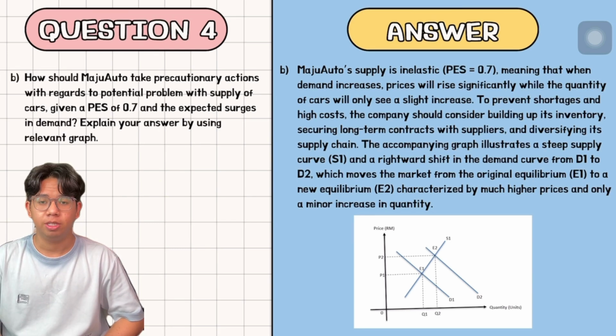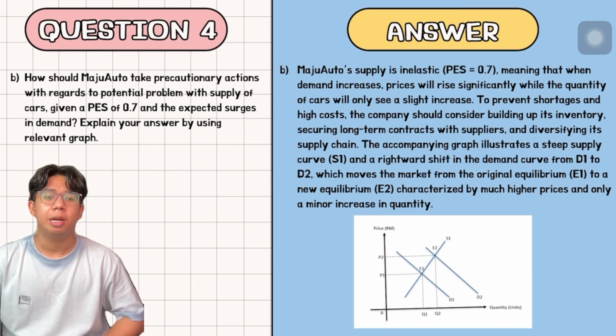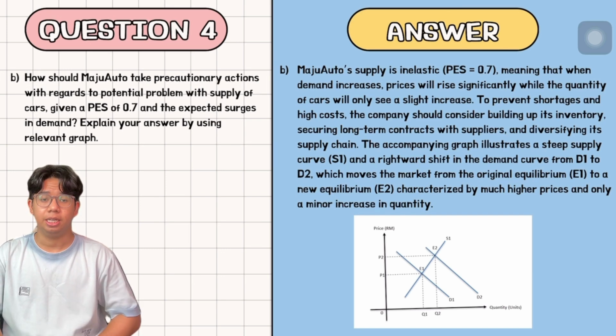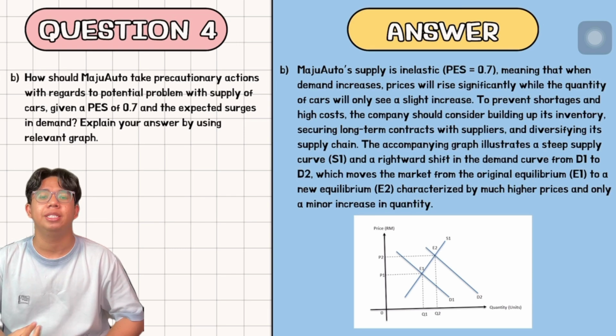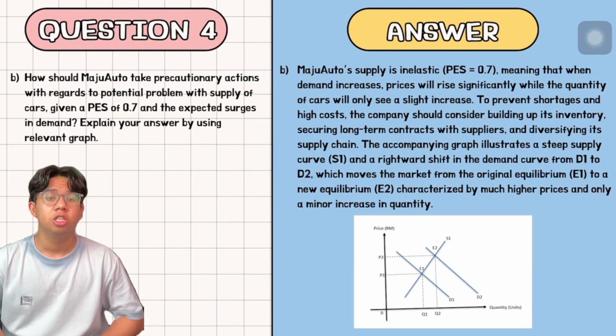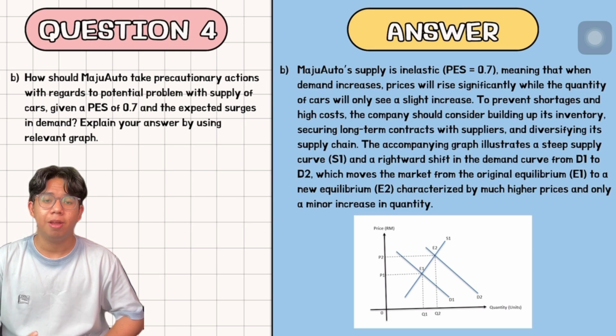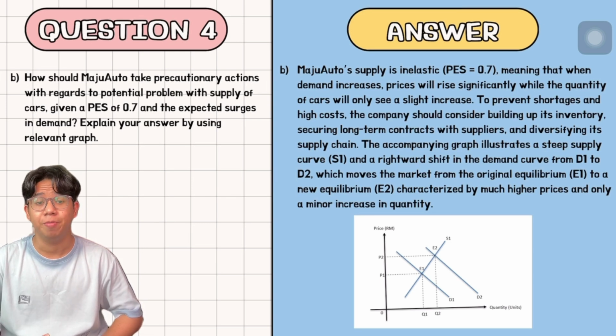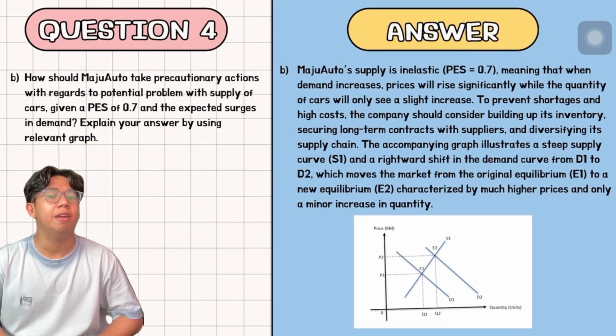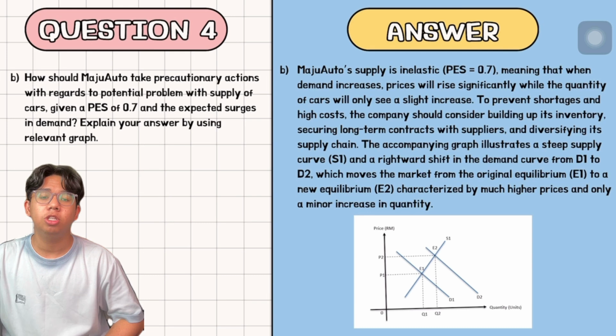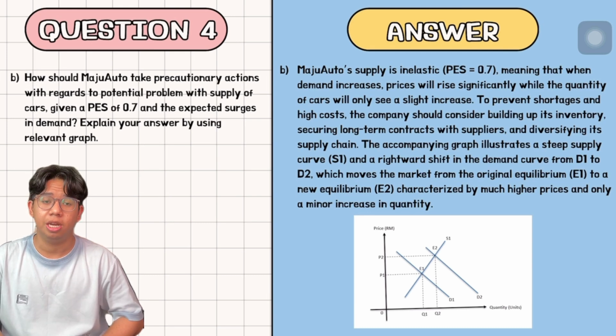The first one is increase inventory. By building up stock in advance, the company can better meet higher demand without facing immediate production limitations. The second one is secure long-term supply contracts. This will help ensure a consistent supply of materials, minimizing the risk of shortages. The last one is diversify the supply chain. By sourcing from various suppliers, Maju Auto can maintain production levels even in the event of disruptions.